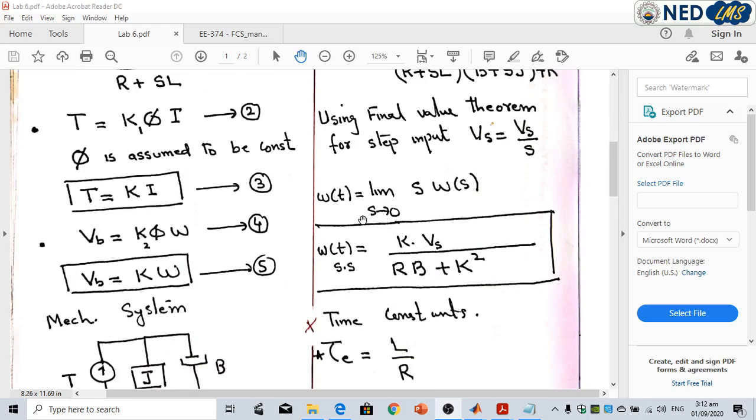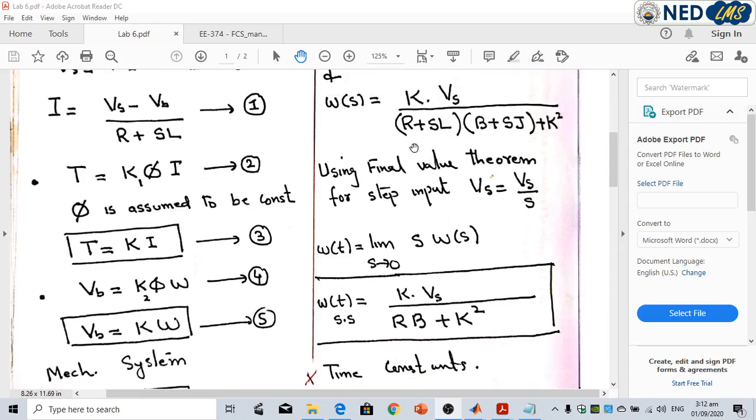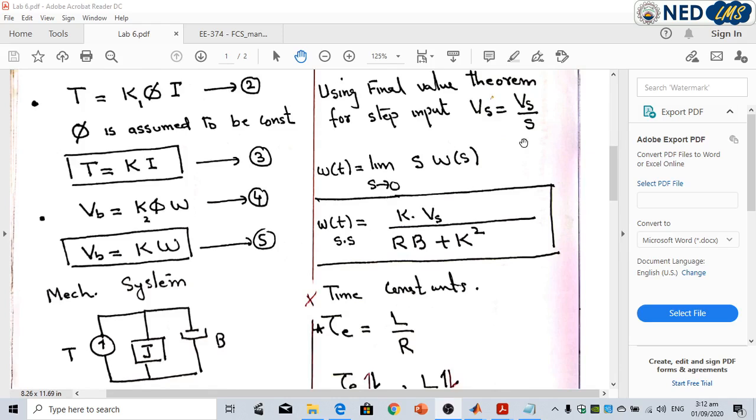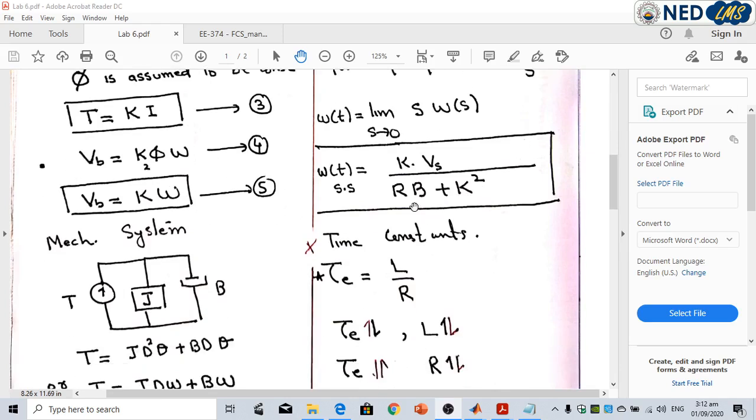If you use the final value theorem in order to find the steady state output of the DC motor with respect to the step input, here we can see that after applying the final value theorem, S approaching 0, this SL and SJ will be 0. Therefore, we can see that the steady state output has an inverse dependence on resistance R and the damping coefficient B, and has a direct dependence on the DC voltage.